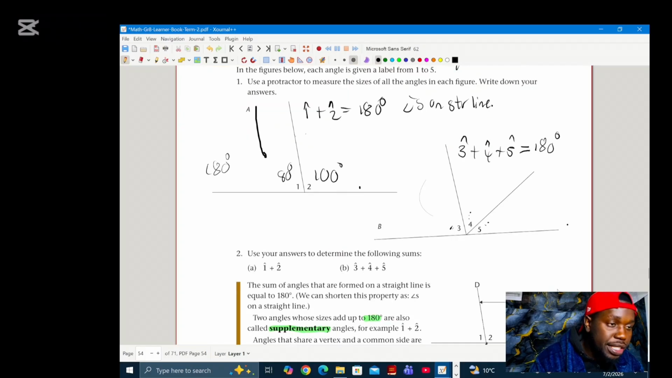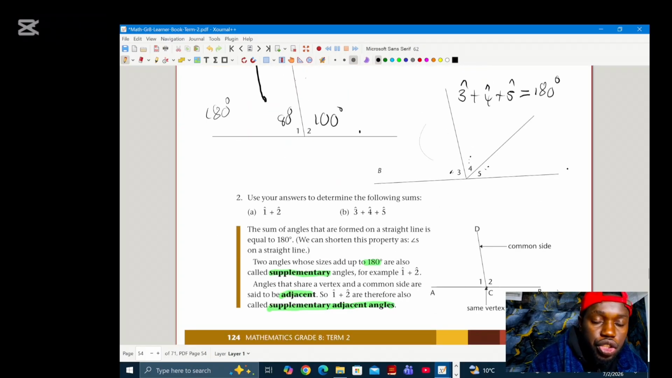Now the other important thing that you need to know is these terminologies. Number one, supplementary angles and adjacent angles. When we say that angles are supplementary, these are just two angles next to each other that add up to 180 degrees. When we're talking about adjacent angles, we're talking about angles that are next to each other but share a vertex, which is a corner, and a common side. So adjacent angles share a vertex and a common side.